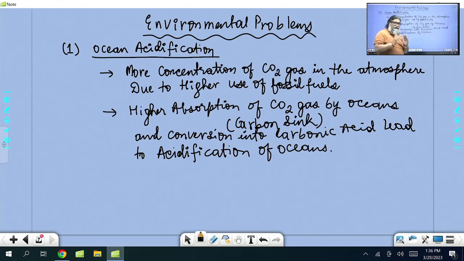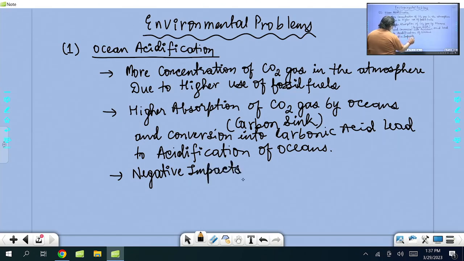The pH of ocean water, from alkaline, is now being pushed towards the acidic side. And that is happening because of higher concentration of carbon dioxide. More and more CO2 gas from vehicular emission, factories, industries, thermal power plants is absorbed by the ocean and the ocean water is getting acidified. Now what are the negative impacts here? What will be the negative impacts of this kind of process?